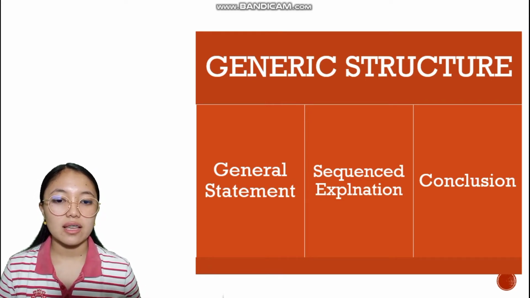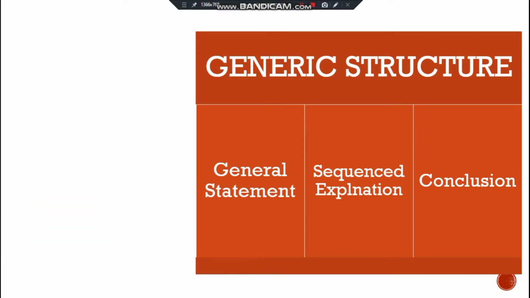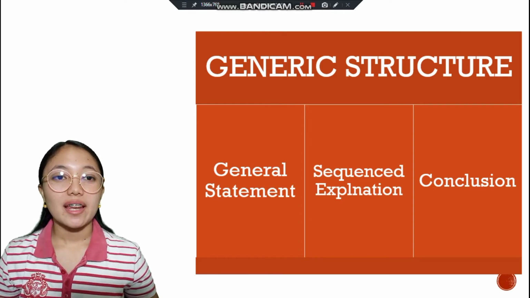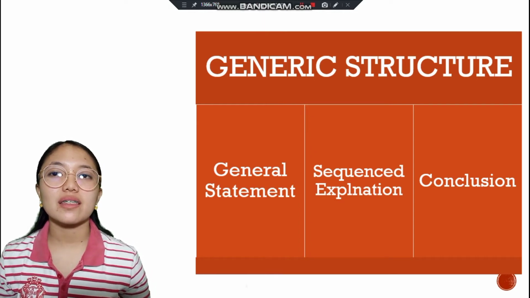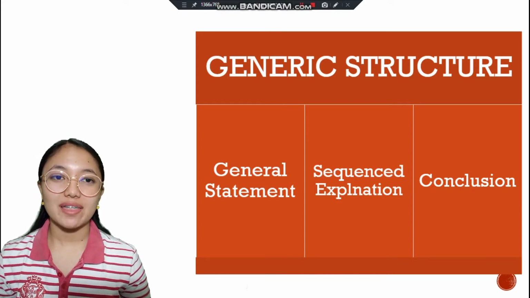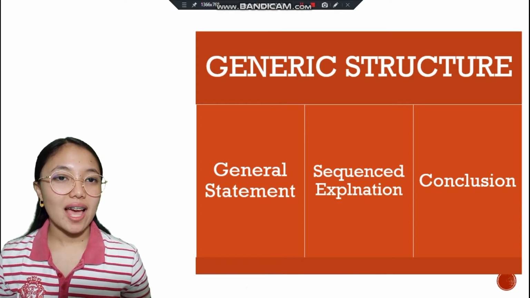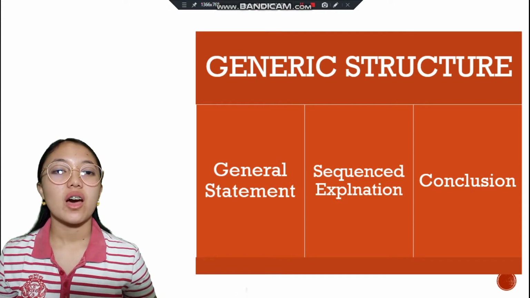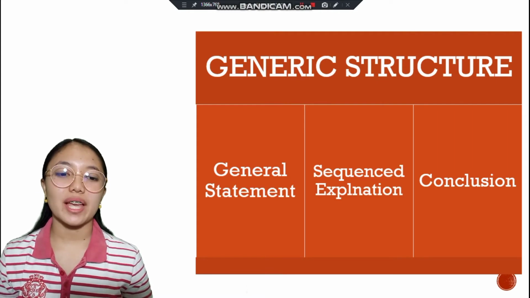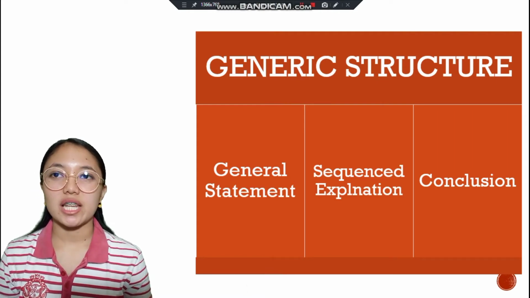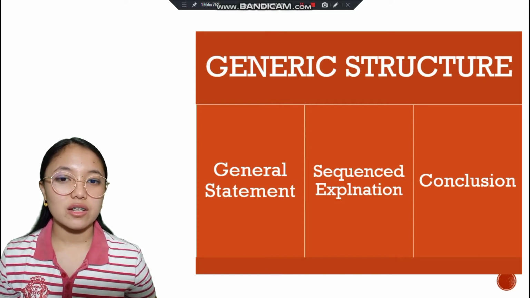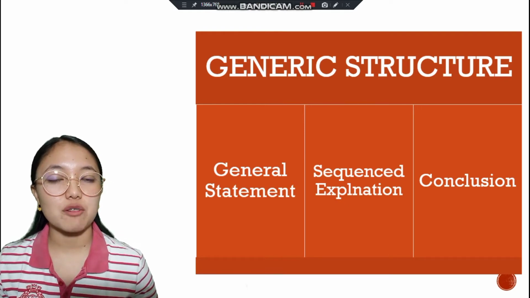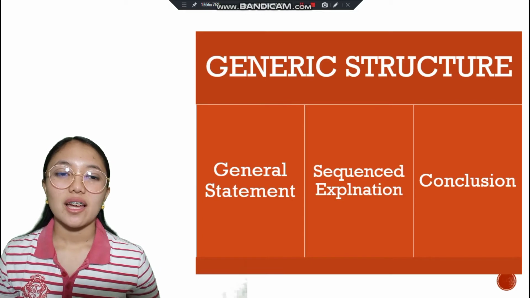And the next is sequence explanation. Sequence explanation includes written text that tells the reader in order how and why something works or occurs sequentially. And the next is conclusion. The conclusion is the final explanation about the explanation text.